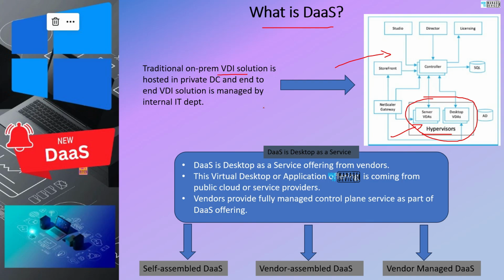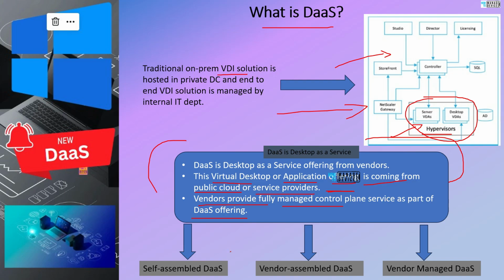Now, most of the vendors, I would say all of the vendors, are moving away from an entirely traditional on-prem solution to a cloud-based solution. What is the main difference? The main difference is virtual desktop and virtual application offerings are coming directly from public cloud or service providers. What does that mean? We will go into details in coming slides, but on the high level, vendors provide a fully managed control plane service as part of the DaaS offering. Vendors will be managing the control plane, so you don't need to worry about that as a customer.